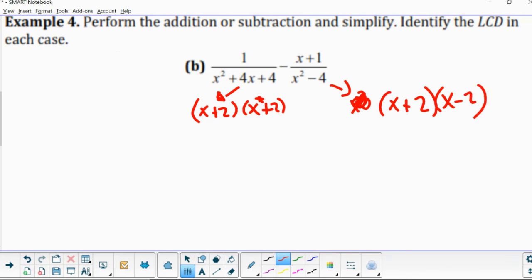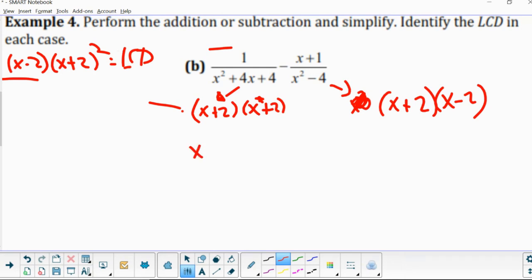So our greatest common factor here would be x minus 2 times x plus 2 squared. That would be our LCD. So that means we've got to multiply the first one by, you guessed it, the x minus 2. I'm going to pretend like I'm writing it right here and right here. So that's going to say 1 times x minus 2 is just x minus 2.